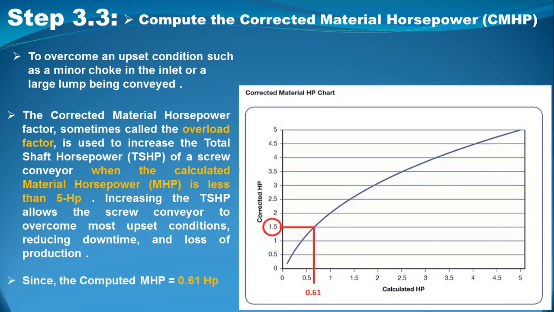So based on the chart, since we already have the computed material horsepower of 0.61, to compensate, we will plot this on the chart. As you can see on the chart, at 0.61, you raise upward, intersect the curved line, and then go to the x-axis. So you get the corrected horsepower of 1.5 horsepower.